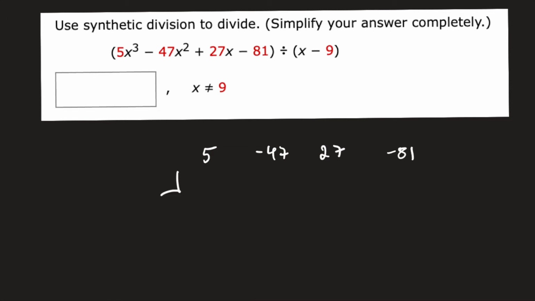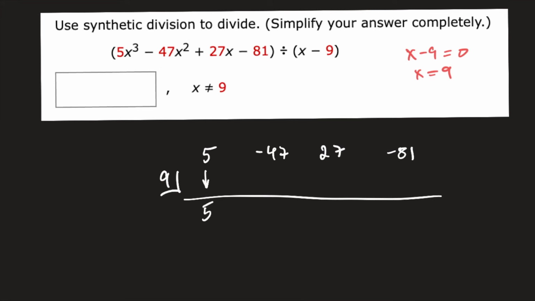I'm going to divide that by the result of setting x minus 9 equal to 0. So I'm going to divide it by 9 if I move the 9 over to the other side. So 9 goes in here. Now you're going to bring down the first number. 9 times 5 is 45. Negative 47 plus 45 is negative 2, and then you repeat that process.